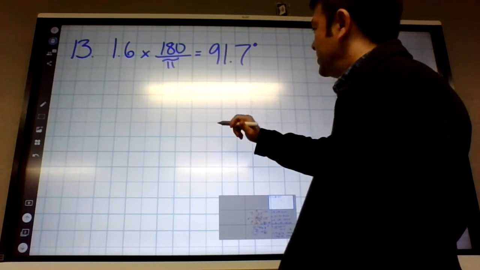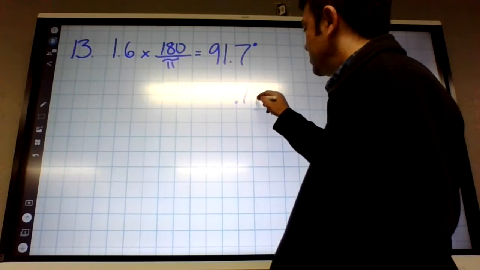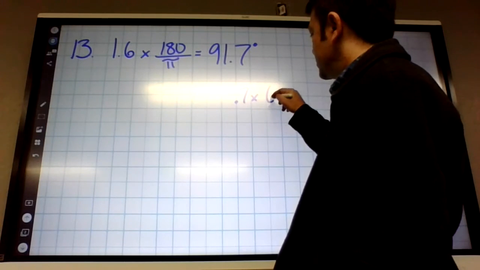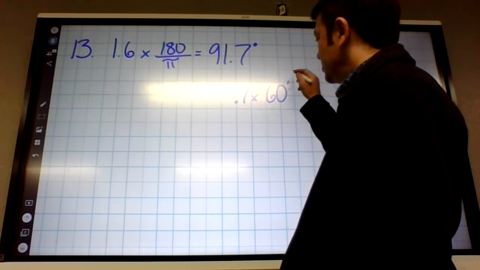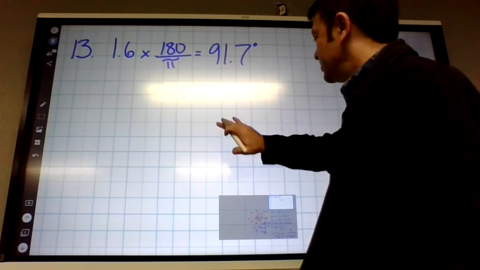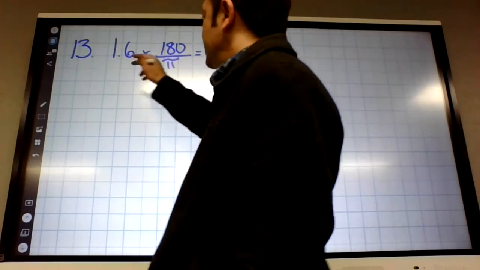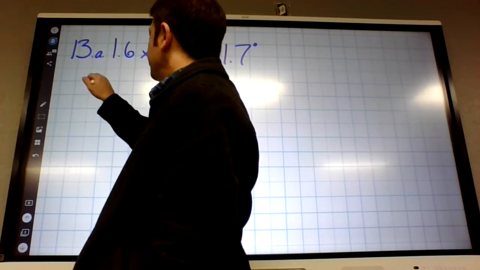If you wanted to change it to minutes, you could just do the decimal times 60 minutes. Anyway, that would tell you how many minutes was 0.7 of 60. I'm not going to do that. All right, that's A.